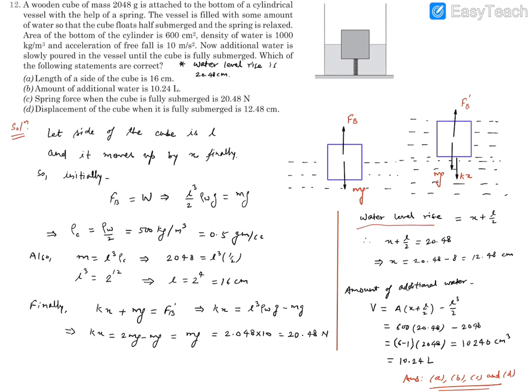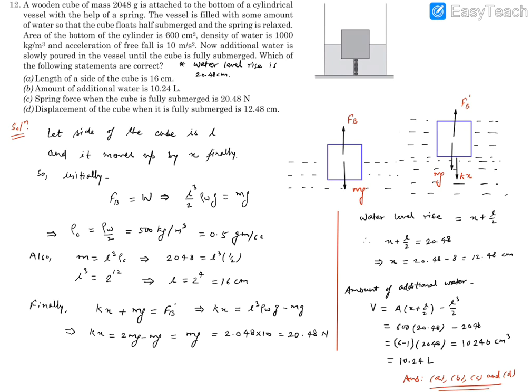Moreover, water level rise, total water level rise, if we look at, so this was initial level, finally it has gone to this. This block has shifted by X amount. Moreover, the liquid has risen up by L by 2 on this. So this X plus L by 2 is going to be the total level of water rise. And the question mentions that total level of water rise is 20.48 centimeter. So this must be equal to 20.48 centimeter. Now since we have calculated this L, which is 16, so L by 2 will become 8, so X comes out to be 12.48 centimeter.